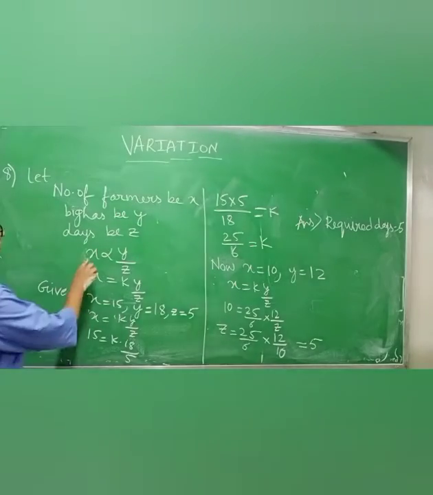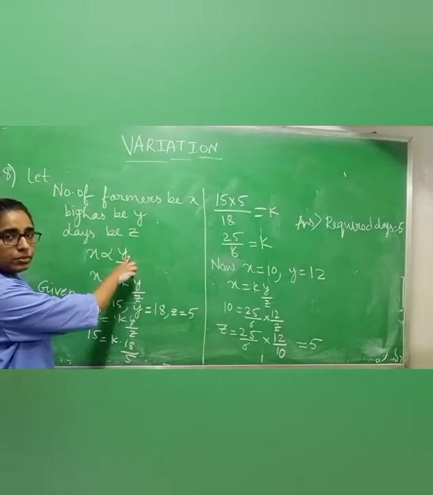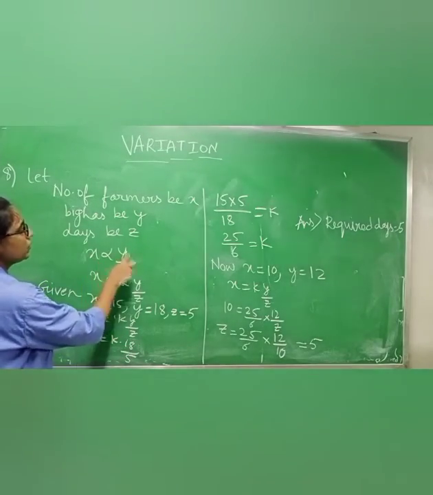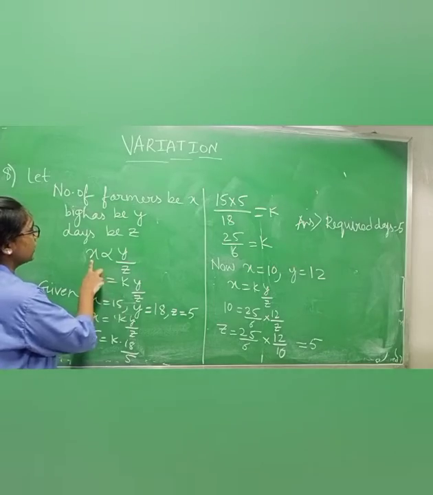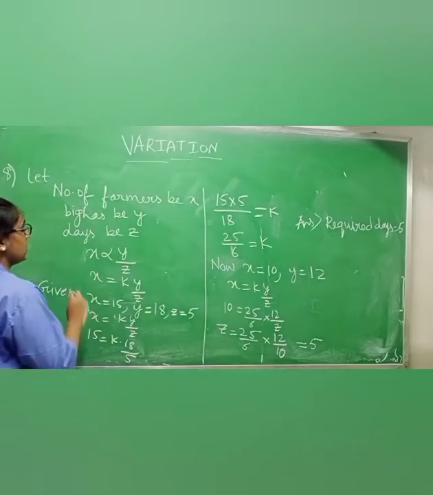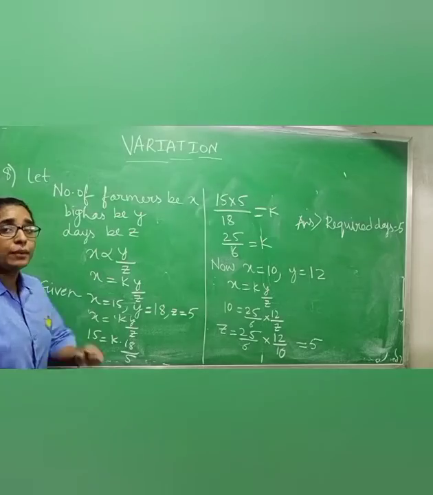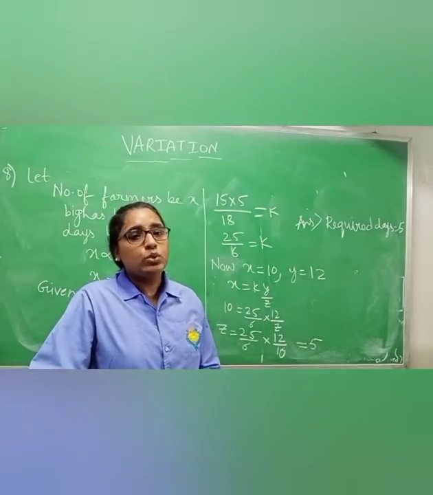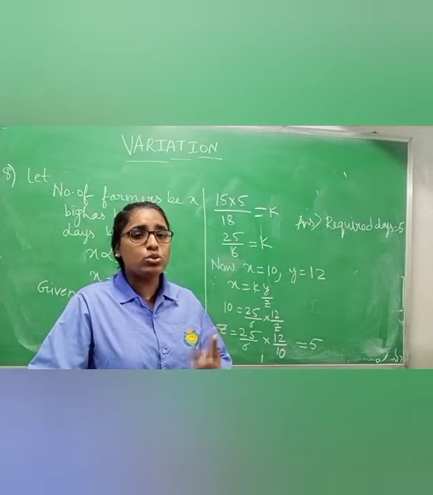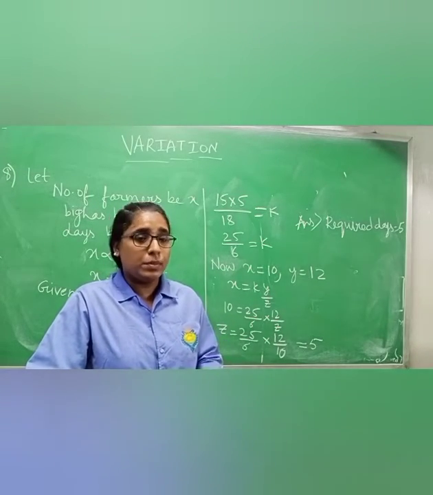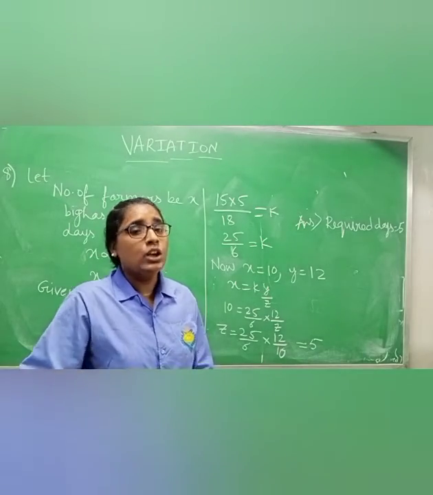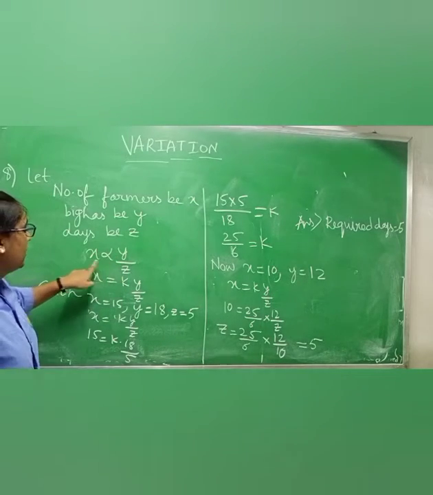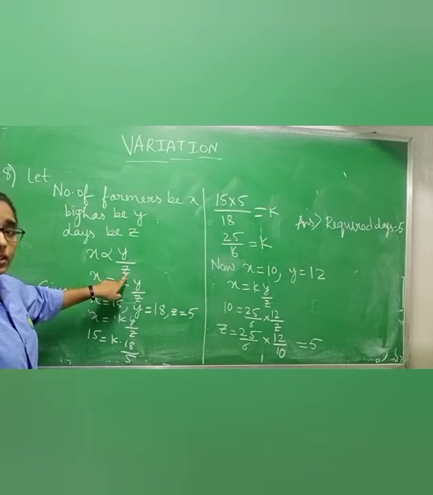Now if farmers increase, they can do more work, which means they can cultivate more bighas. That is why if x will increase, y will also increase. Now if the number of farmers increases, then of course days will decrease. Why? Because if you can do one work in one day, if there are 2 persons, maybe in half a day you can complete that work. So the relation between farmer and bigha is direct, and farmer and days is indirect.